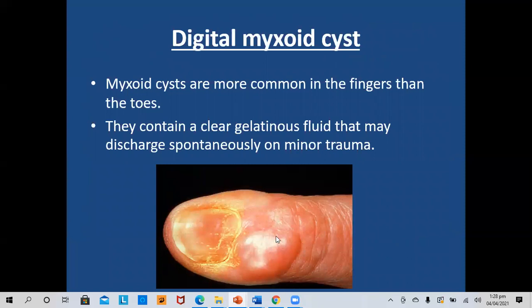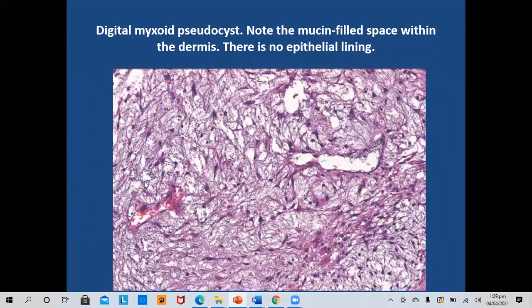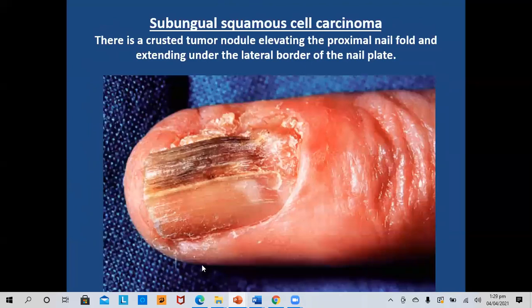Distal myxoid cyst. Myxoid cysts are more common in fingers than in toes, and they contain clear gelatinous fluid and discharge spontaneously on minor trauma. You can see this cyst within the nail bed, non-encapsulated but filled with mucin, within the dermis, and there is no epithelial lining. It is usually treated by excision.